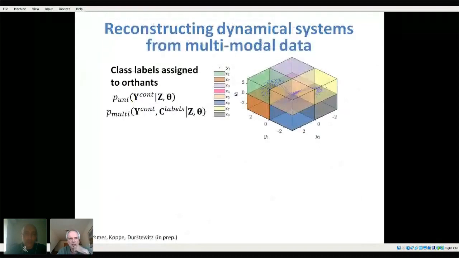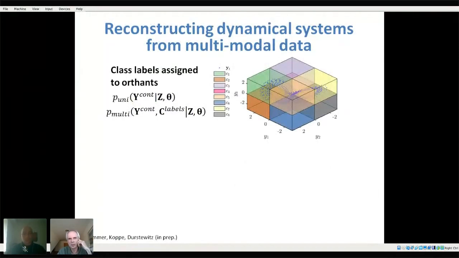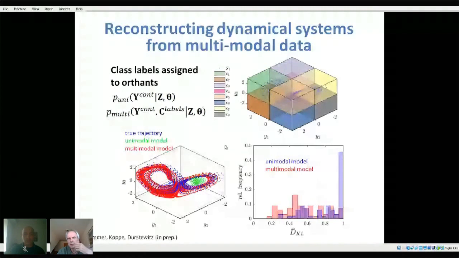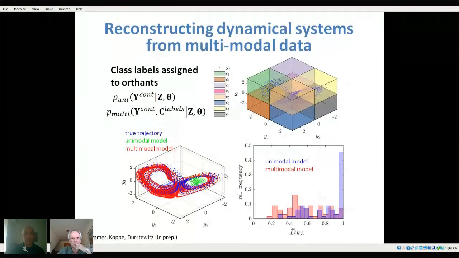Okay, so this here is just another benchmark, which is supposed to show that you can do that now with multimodal data. So it's, again, the Lorenz attractor, but in this case, we made the observations really noisy, or we kicked out dimensions, but instead we assigned class labels to different orbits. So the multimodal system has access to these class labels as well. And this is just to show that basically our approach works and can also use categorical information to infer something about the underlying dynamic system.